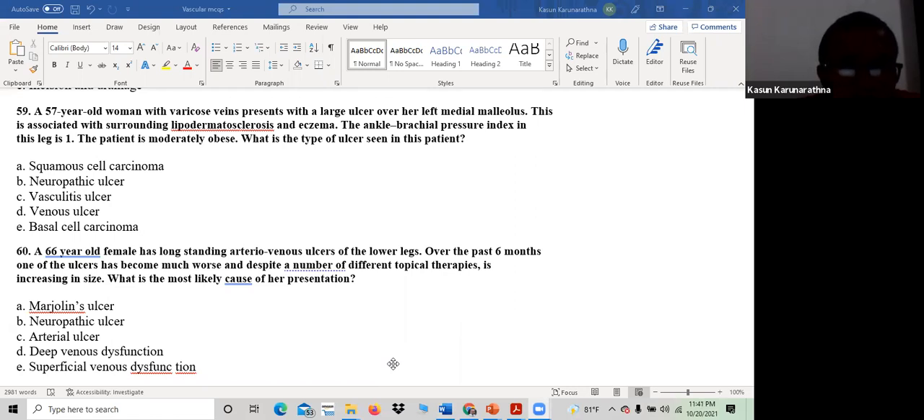Ankle brachial pressure index of 1 means they don't have occlusive arterial disease, right? There are features suggestive of chronic venous hypertension and complications due to that: lipodermatosclerosis and eczema. It involves the left medial malleolus, the gaiter area, the common site of venous ulcer, right? The patient is obese, and that is a risk factor. Female gender, all are risk factors for varicose veins. So it's more towards venous ulcer. Yes.